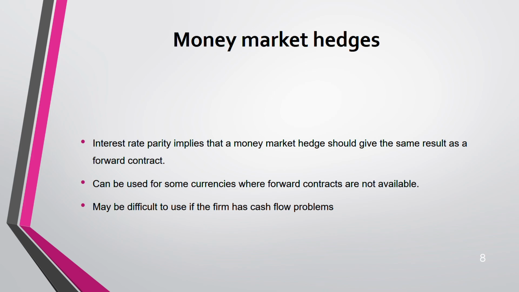And this may be difficult to use if the firm has cash flow problems. You are dealing with cash. You are making a deposit in some currency, and you are borrowing in another currency at another interest rate. So basically you are dealing with cash flows. You need lots of cash. If you're having cash flow problems, a money market hedge will be very difficult for you.